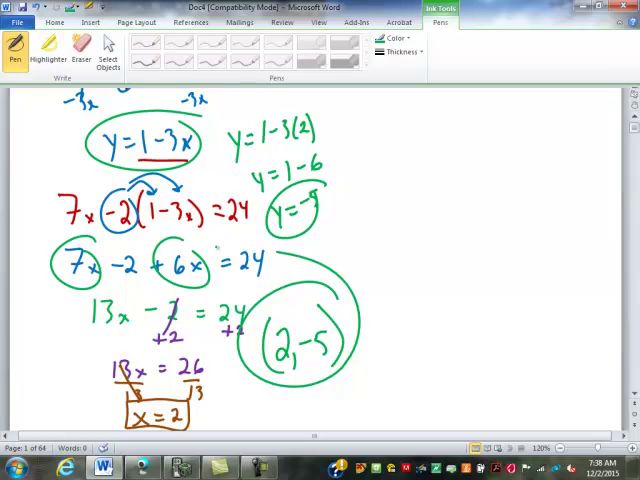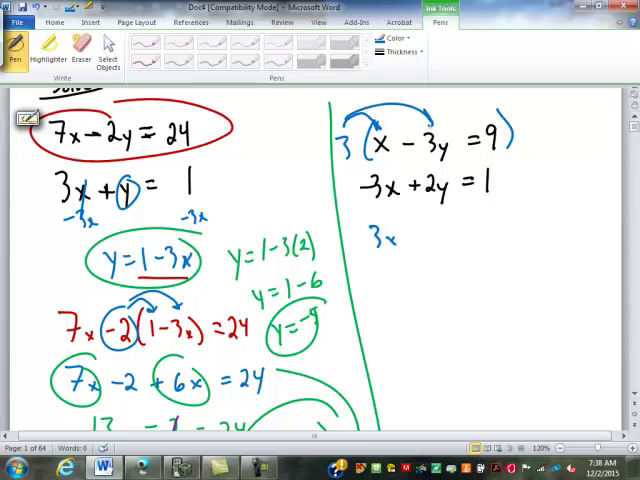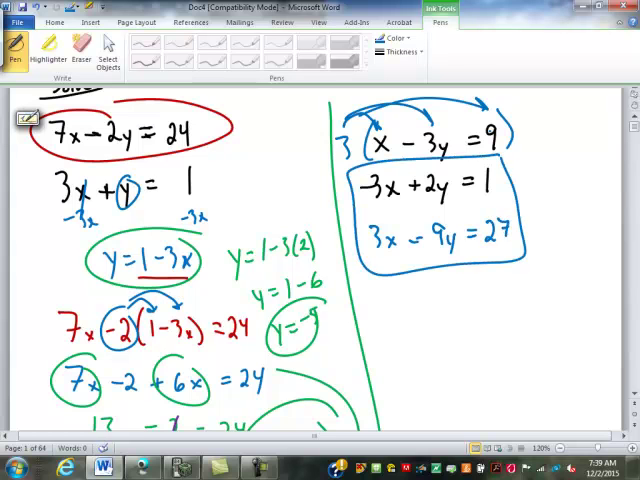what method would you prefer to use? Let me scroll up to it so you can see it. You could combine them, but you'd have to multiply the top equation by 3, or multiply both of them, to get rid of the y. Let's do that. I'm going to multiply this top equation by 3. So now 3 times x is 3x. 3 times negative 3y is negative 9y. 3 times 9 is 27. So now I'm working with those two equations.